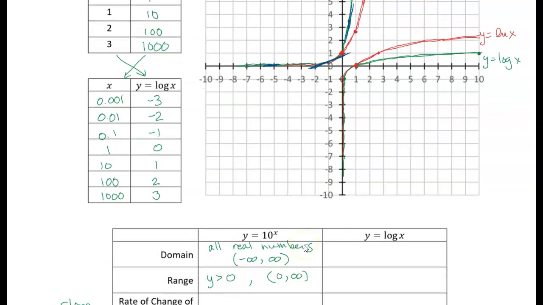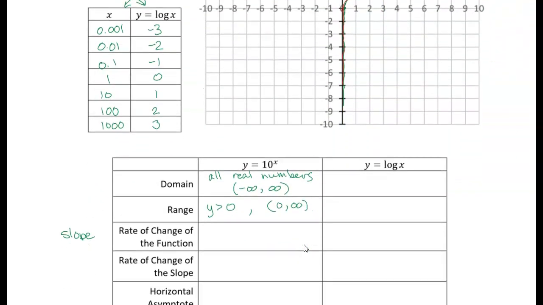So what can we say about the slope, the rate of change of the function? Well, we know that it's always positive, okay? The slope is always positive, which means that the function is increasing, right? So the function is increasing always. Okay. How about the rate of change of the slope?